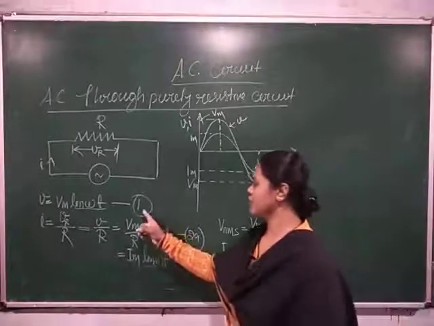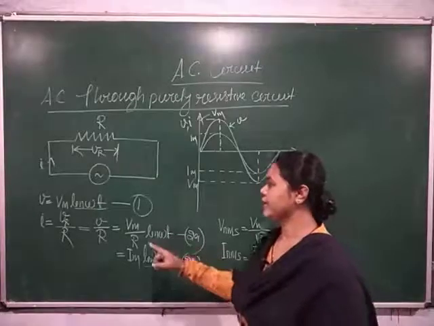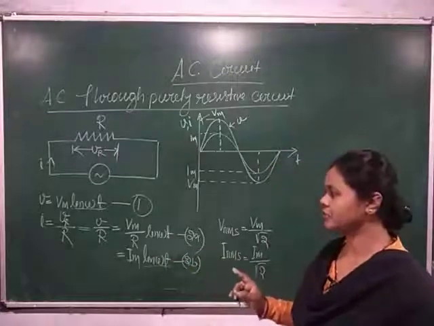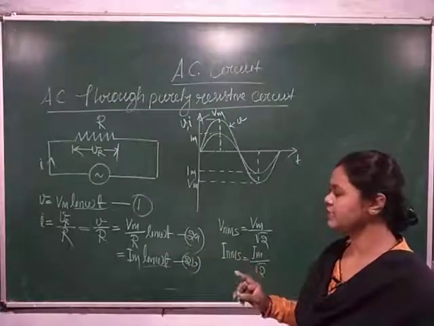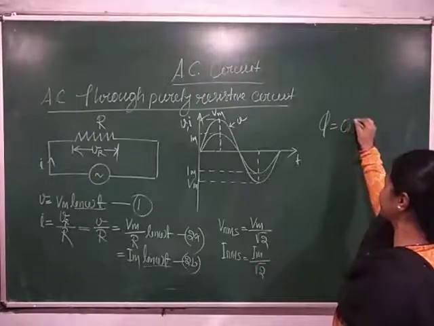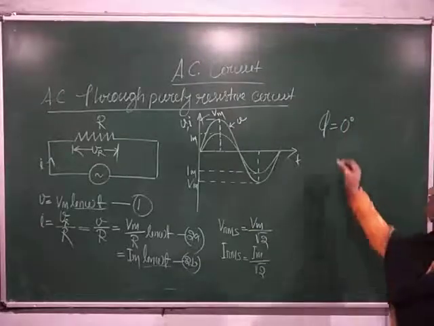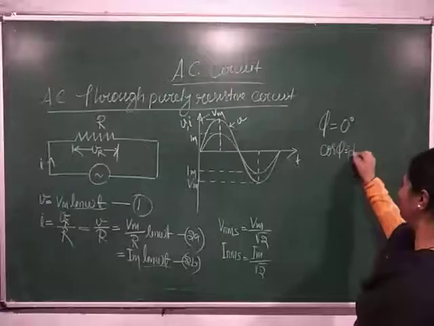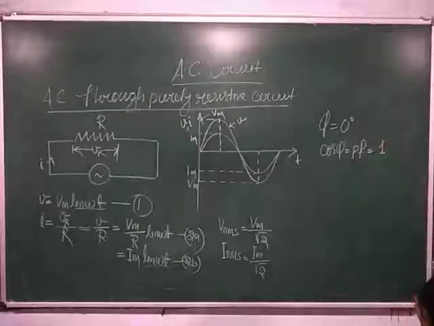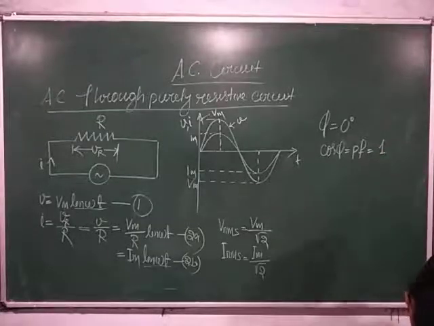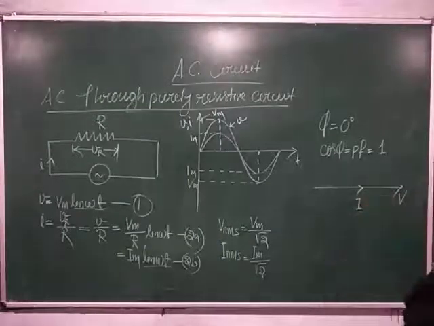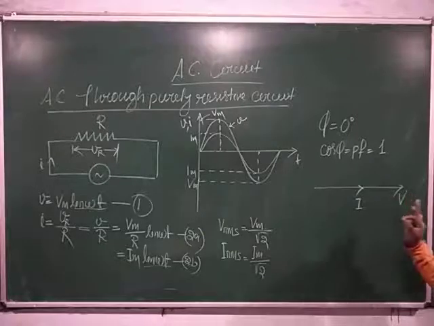If you see equation 1 and 2, you see that voltage and current are in the same phase but differ in magnitude. Current and voltage being in the same phase means the phase angle between voltage and current is 0 degrees. So cos phi, which is called the power factor, the cosine of the angle between voltage and current, is 1 in the case of a purely resistive circuit, and in the phasor diagram the voltage and current phasors are in the same phase and differ in magnitude.